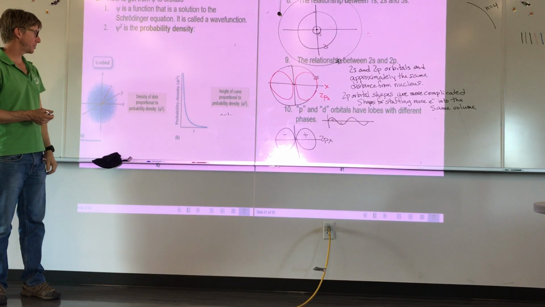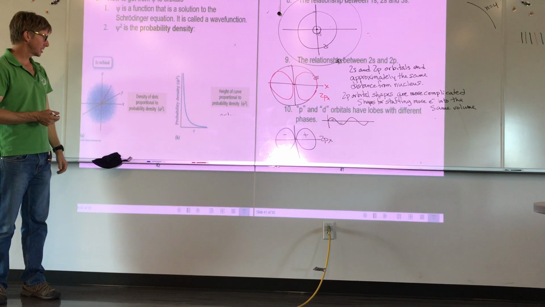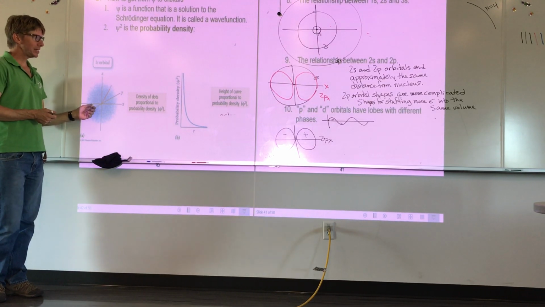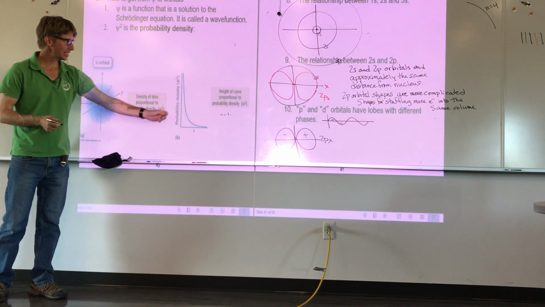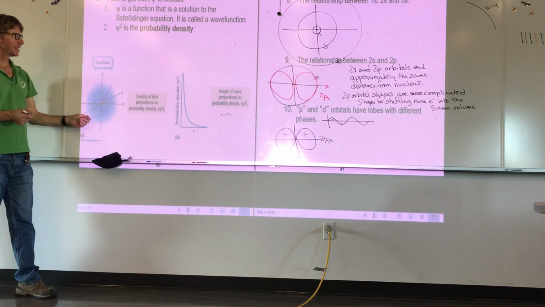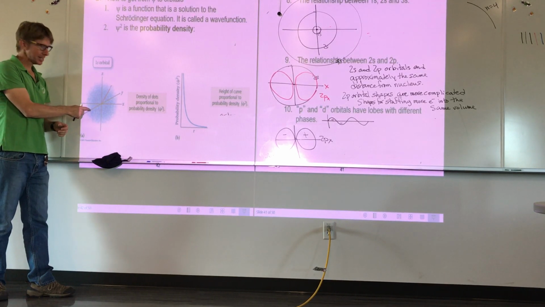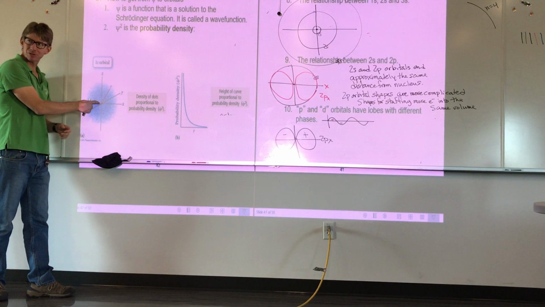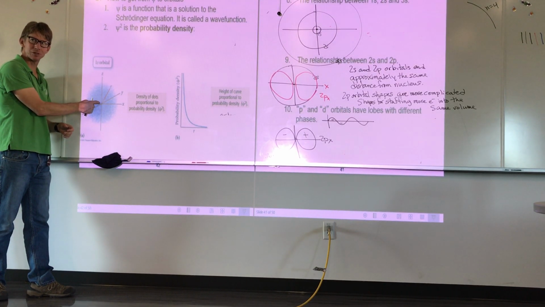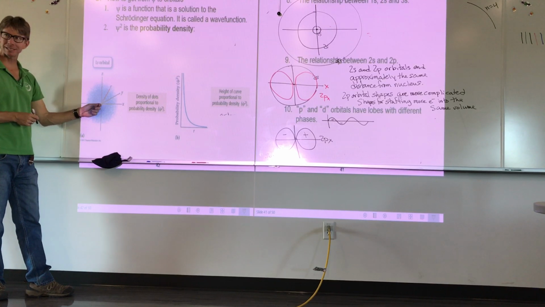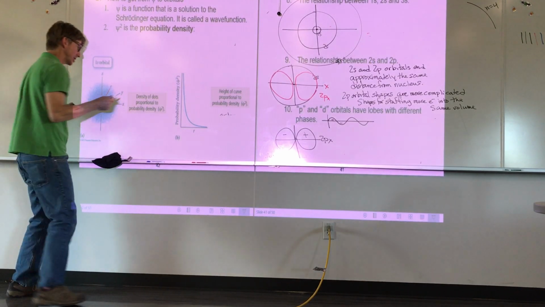Psi squared is the probability density. So this picture right here shows psi squared. And what this picture means, see how there's more dots closer to the nucleus? That means that there's a higher probability of finding the electron closer to the nucleus. So more dots near nucleus equals higher probability of finding electron near nucleus.